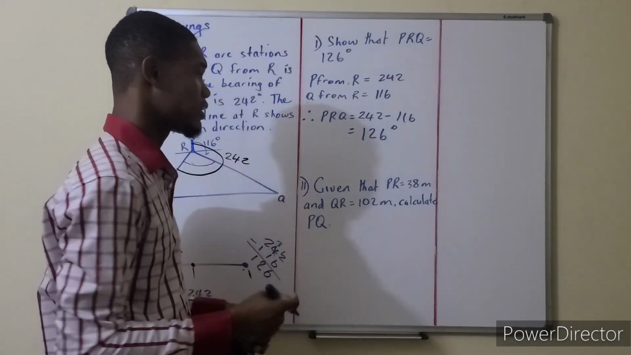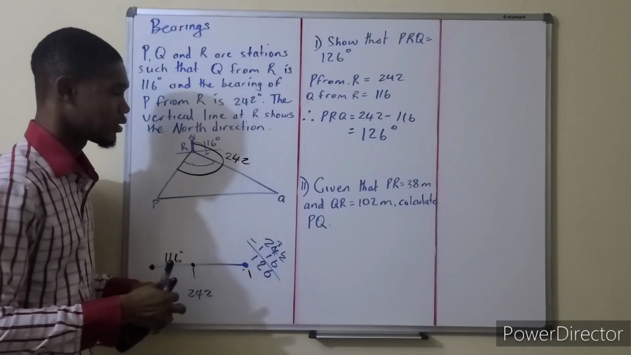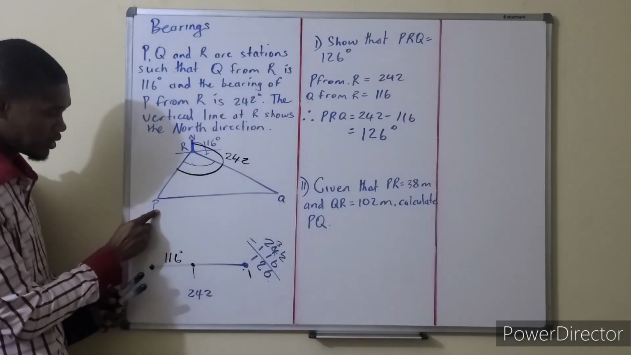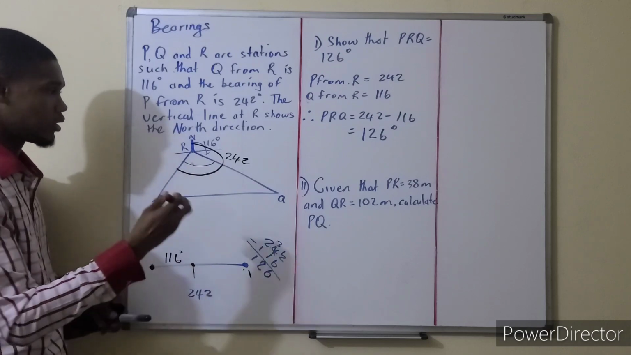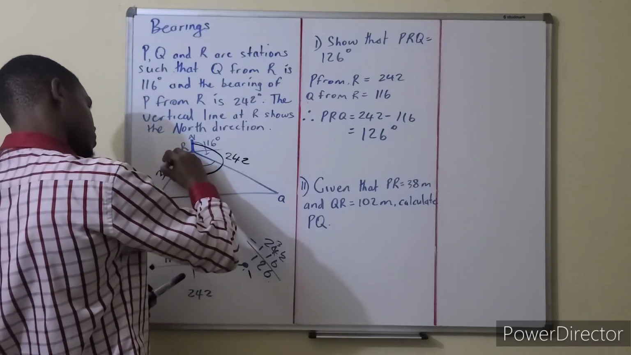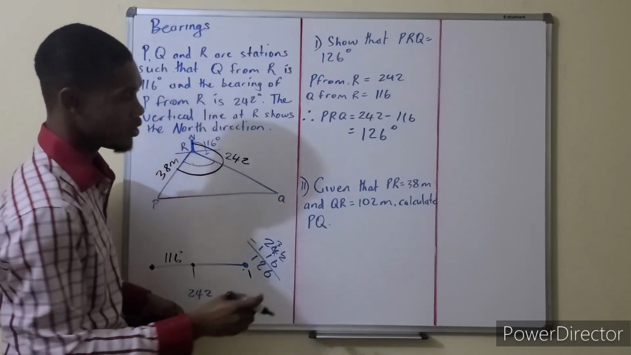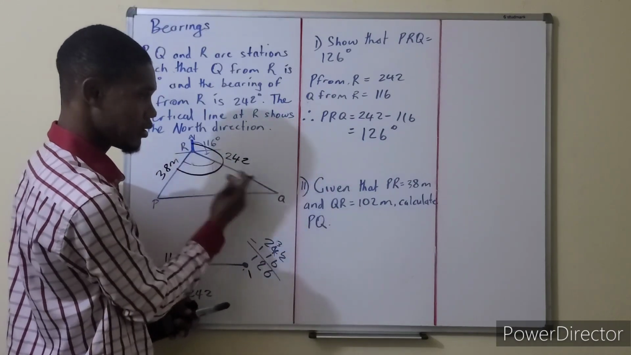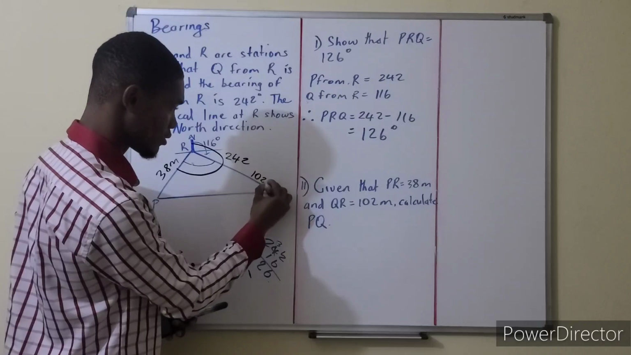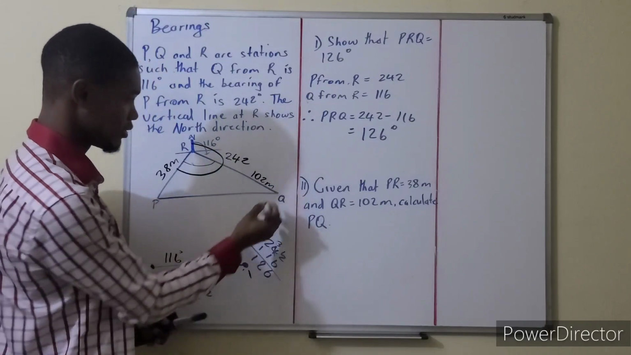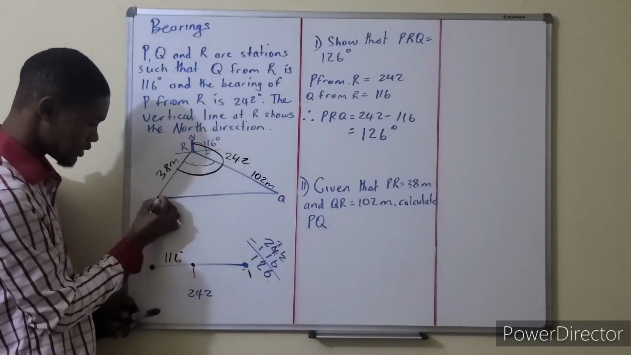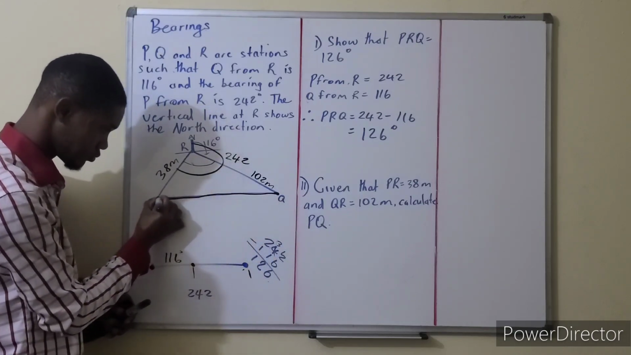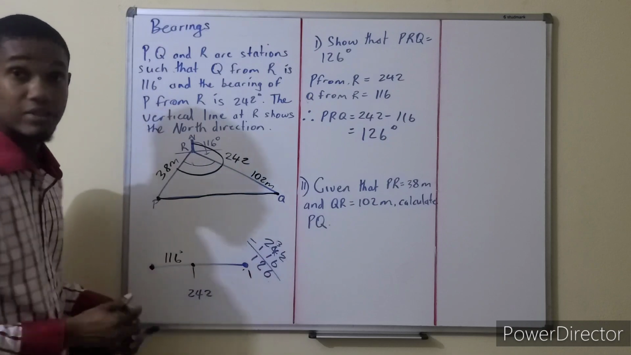Now this second part says, given that PR is equal to 38 meters. So it's saying from here to here is now 38 meters. Then it's saying QR, so that's from Q to R, is 102 meters. Calculate PQ, so PQ is this line. So they are now asking what's the length of that line.